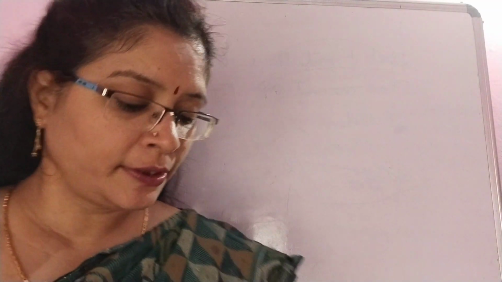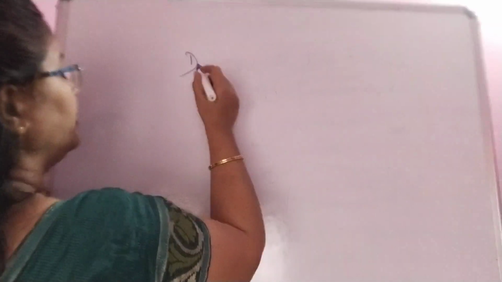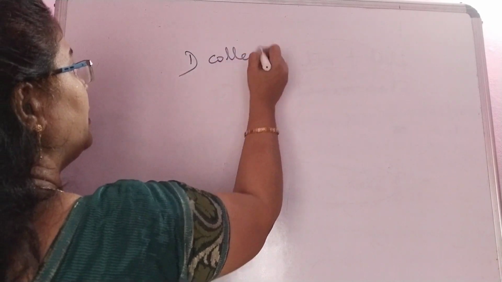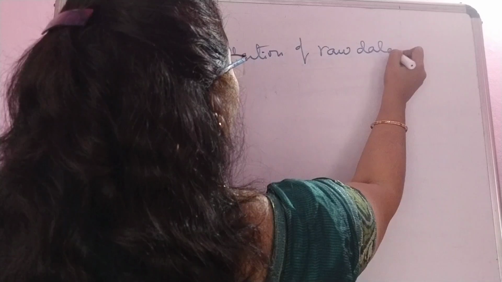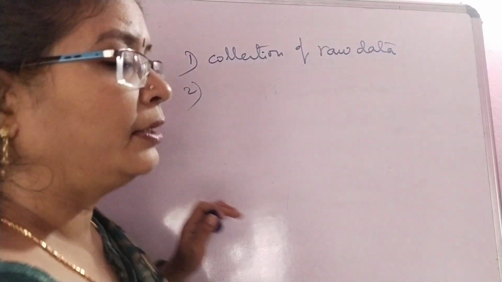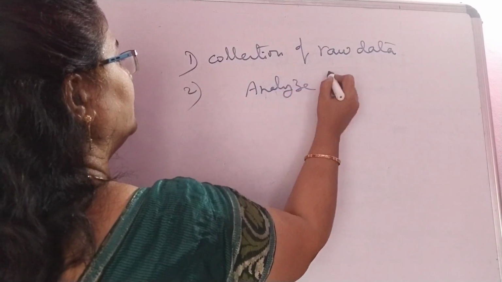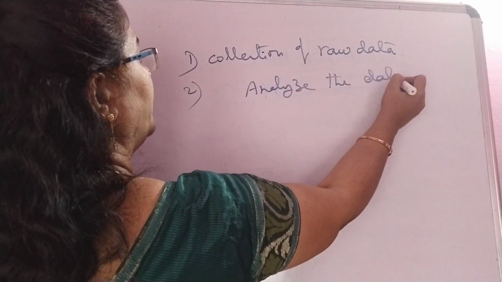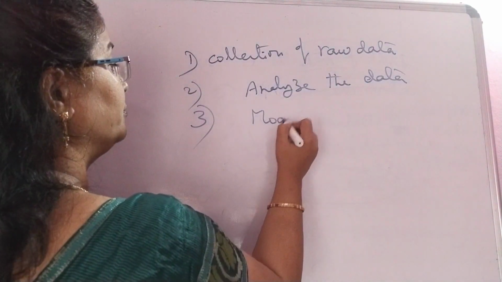Now we see the various phases which are involved in data science. What are the various phases involved in data science? The very first one is collection of raw data. And what is the second one? Analyze the data. Right? And coming to the third point, we have to model the data.